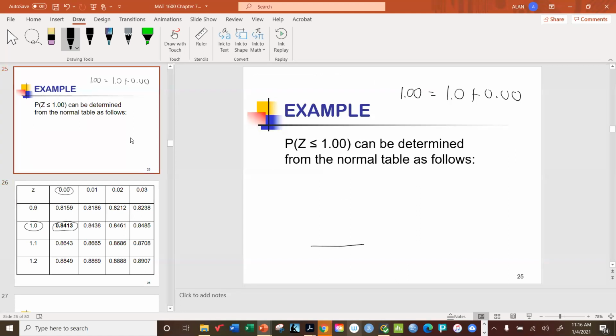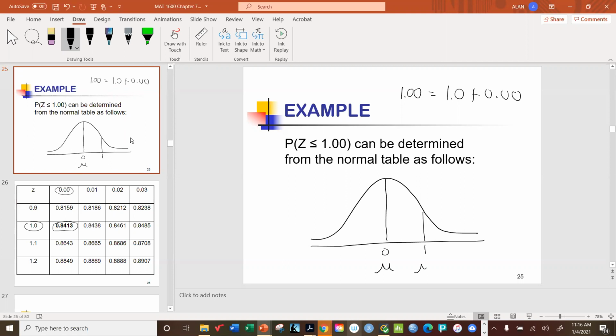So if this is our curve, this is the 1. Now remember, 1 means 1 standard deviation above the mean. All right, so this whole area, or probability, is 0.8413, or you could think of it as 84.13% of the total.